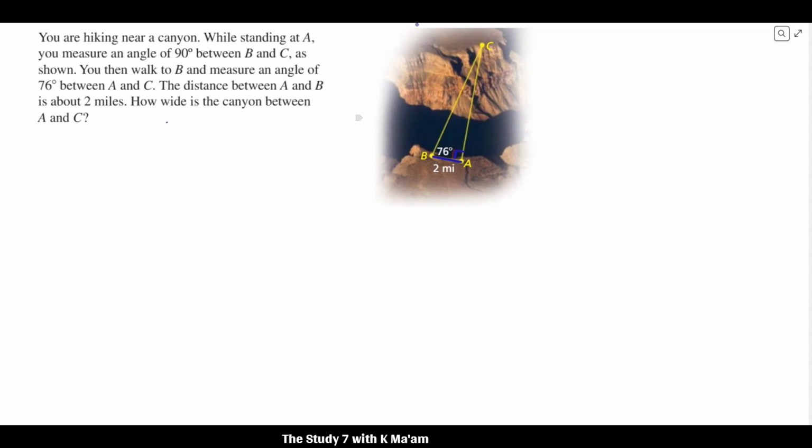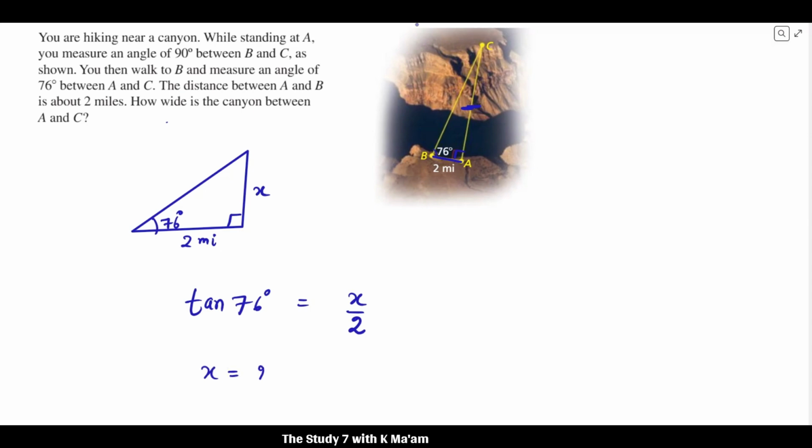We have to find the distance. AB is given as about 2 miles, and how wide is the canyon? So we have to find this length. If you draw it carefully, it's this type of triangle, a 90 degree right triangle. This is 2 miles, and the question is asking for this width. Which trigonometric ratio will be used? Tangent theta. Theta is 76. Tan 76 is x over 2. So x is equal to 2 times tan of 76 degrees.